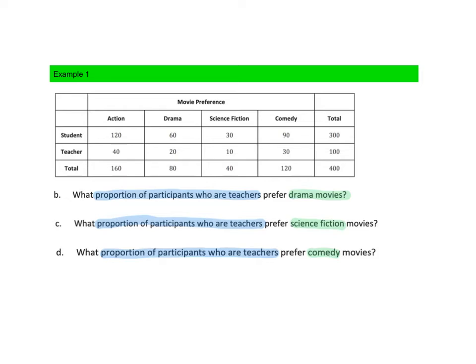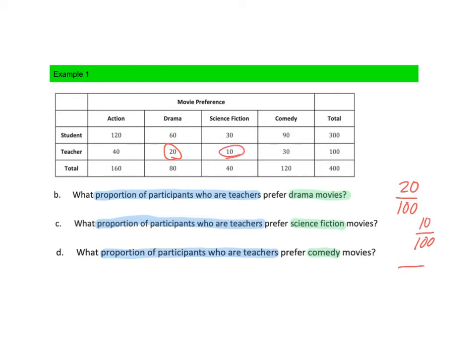All right, for B, we already said that there were 100 teachers here, so our denominator is 100. And the ones who are teachers who like drama movies was 20. Okay, go ahead and take about 10 seconds for this C. Out of the 100 teachers, how many like science fiction? Should have got the 10 liked science fiction.